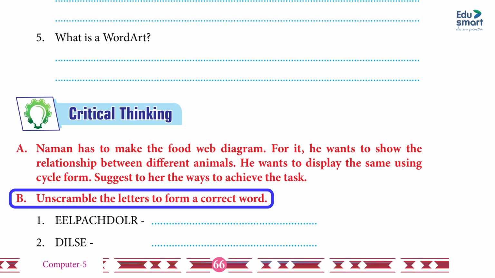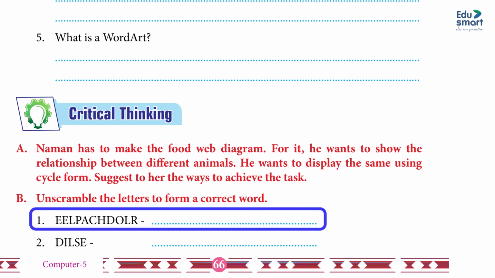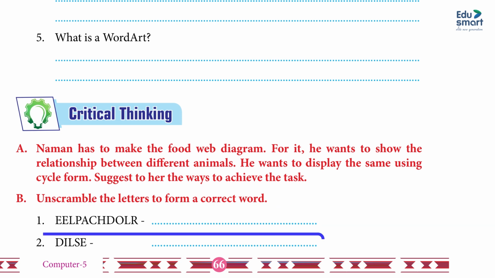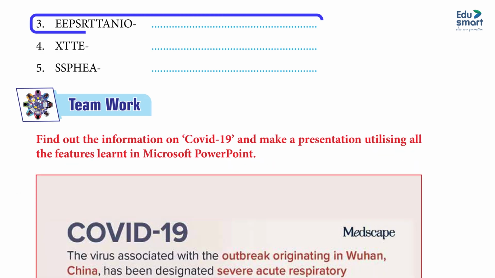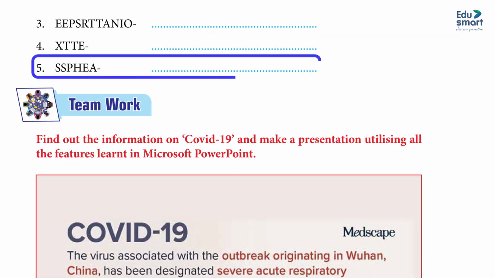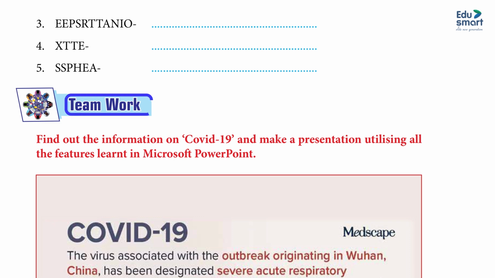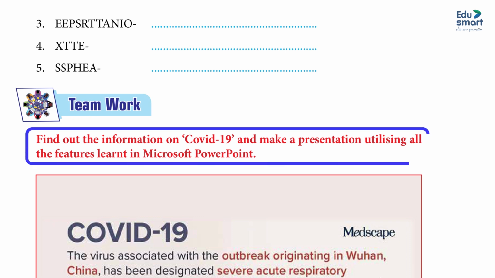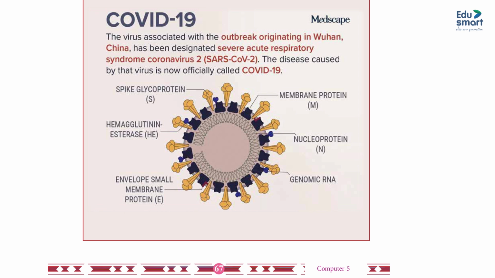B. Unscramble the letters to form a correct word. Answer: 1. Placeholder. 2. Slide. 3. Presentation. 4. Text. 5. Shapes. Team work. Find out the information on COVID-19 and make a presentation utilizing all the features learned in Microsoft PowerPoint. Answer: student will do it themselves.